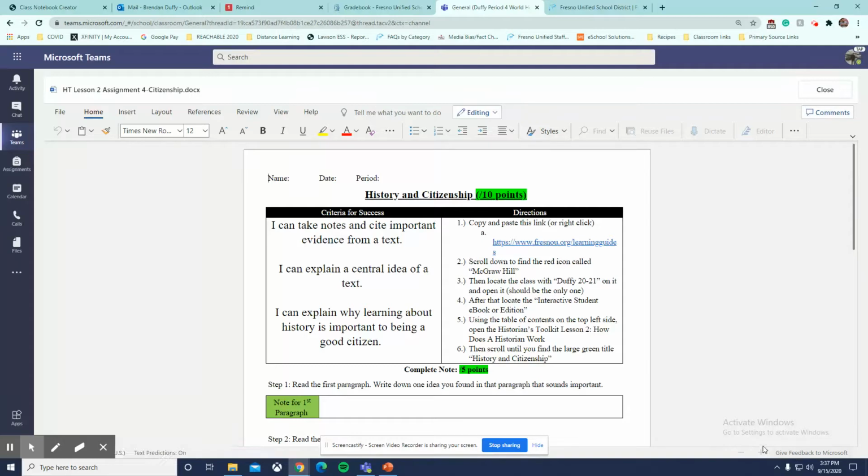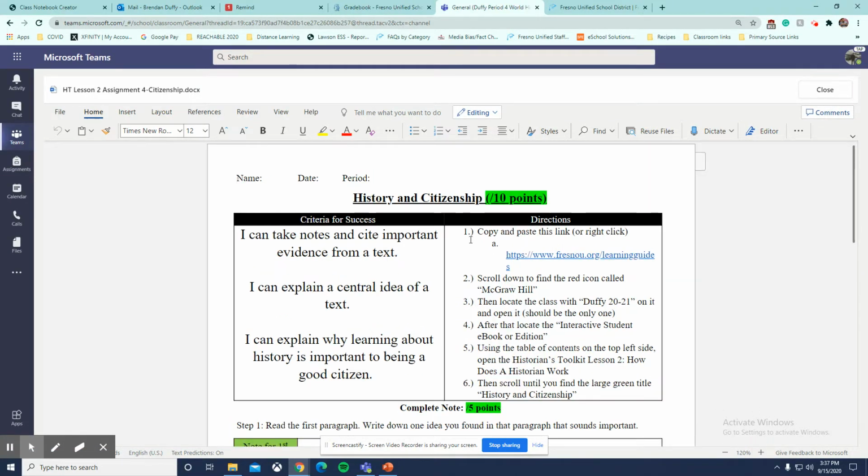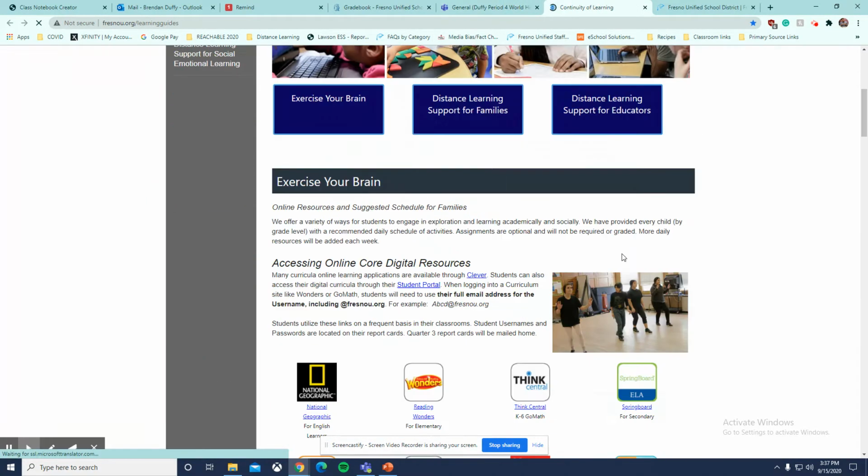Okay. And as always, your directions to find the text are right here. So that's what you guys would do. So copy and paste this link. If you guys have Clever, which is the application with all your guys' links on there, you can open it through that. I'm going to open it this way, so if I hit Control click, and I got to scroll down to find the red icon. Okay.